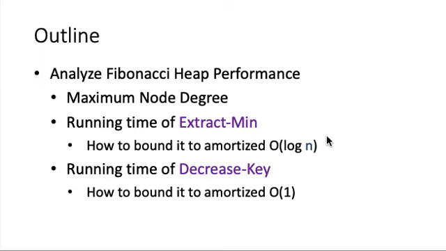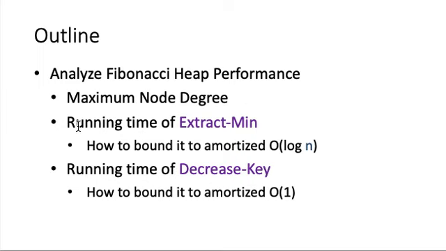In this lecture, we will analyze the performance of the operations of the Fibonacci heap. We will first get the bound for the maximum degree of a node. We will show that the maximum node degree is always bounded by order of log n.